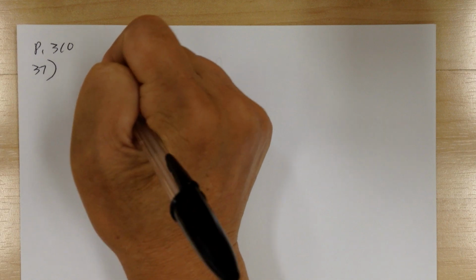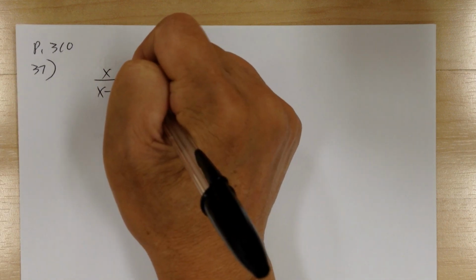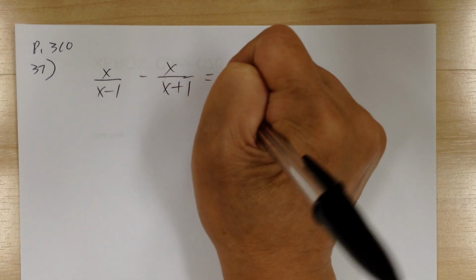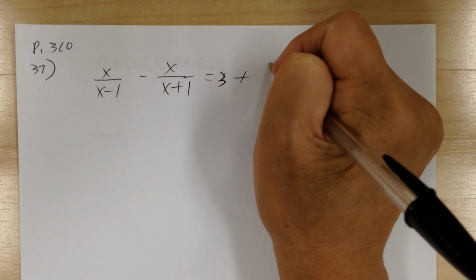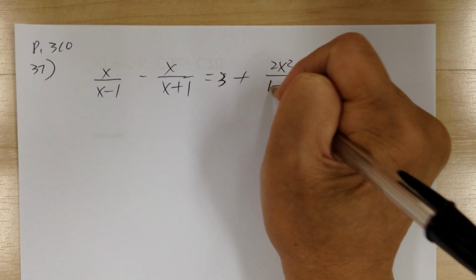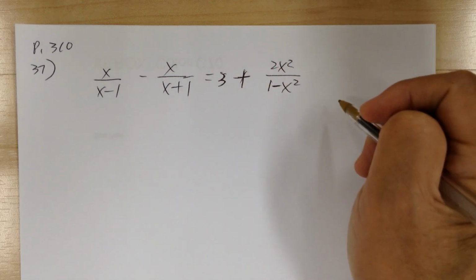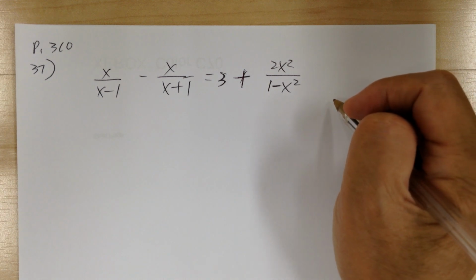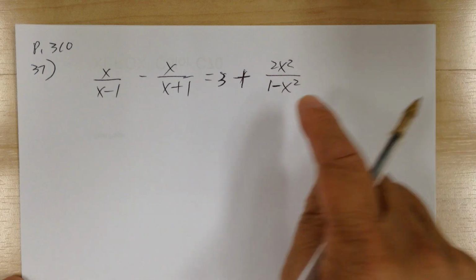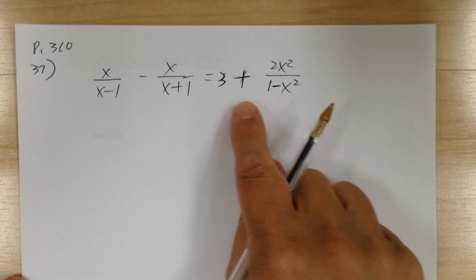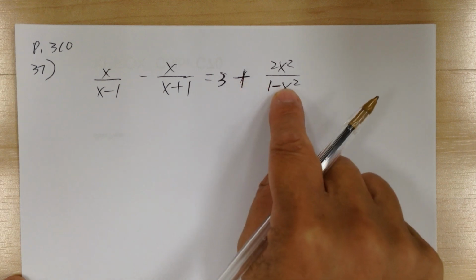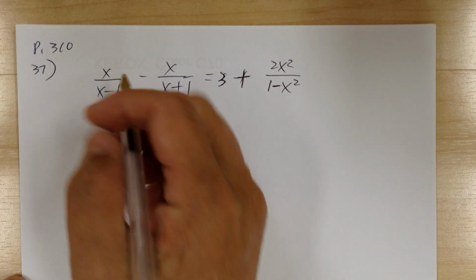You have x over x minus 1 minus x over x plus 1 equal to 3 plus 2x squared over 1 minus x squared. Before you do anything, what you need to do is look at this one over here. This is kind of backward. Let's go and switch the subtraction so we can factor it.